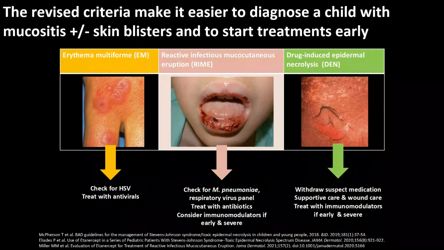When it comes to DEN, or drug-induced epidermal necrolysis, again, we want to quickly identify and stop the medication that we think is causing the reaction, ensure that the patient is in an experienced center that can look after them properly, and consider early treatment with a medication to suppress the immune response to their skin so that the blistering can be stopped before it becomes more severe.